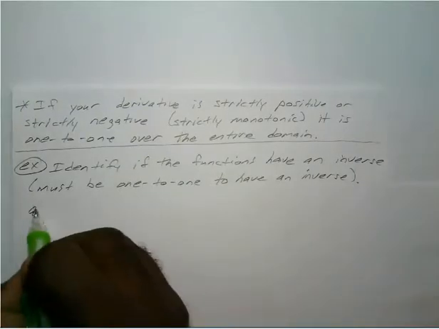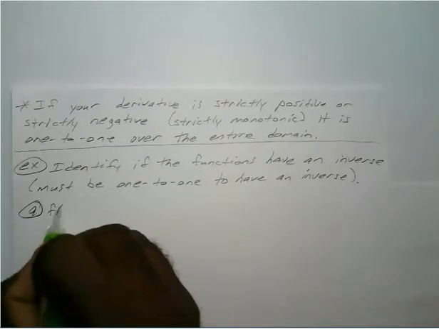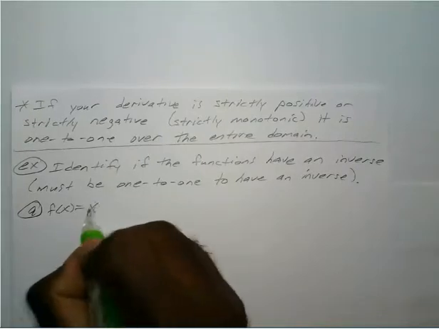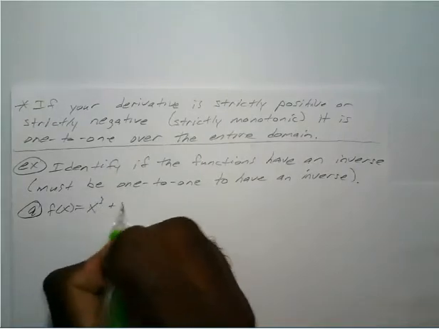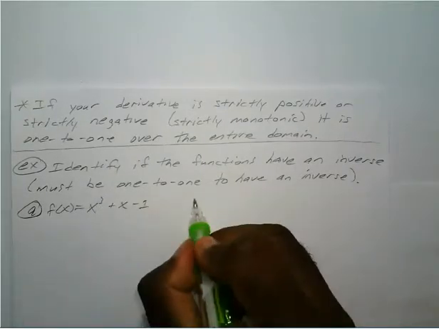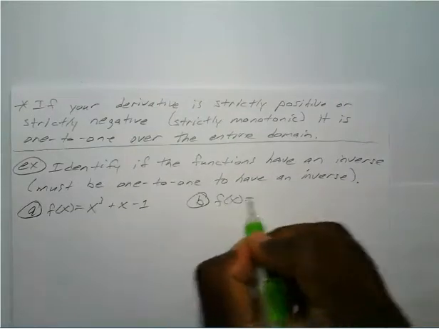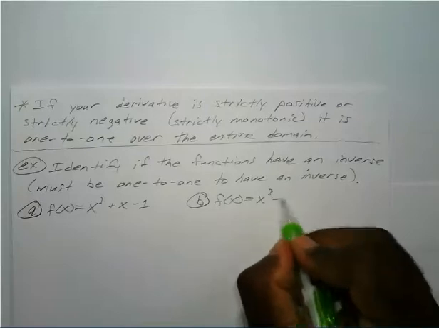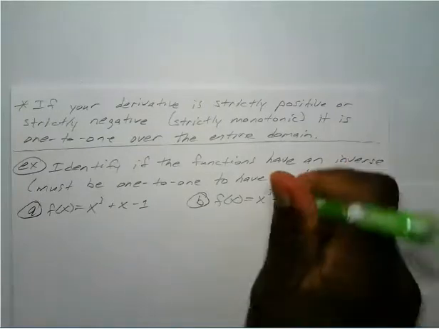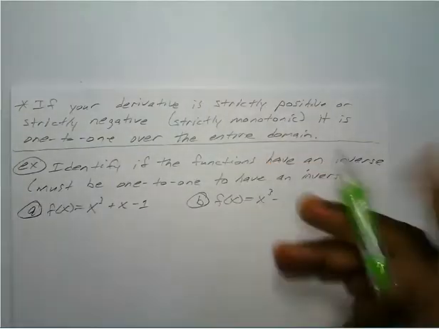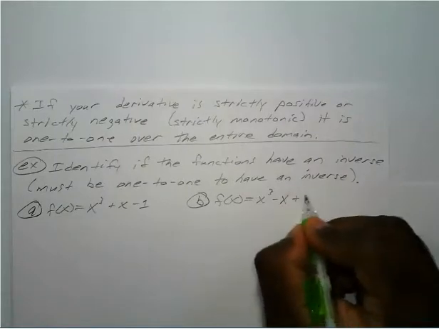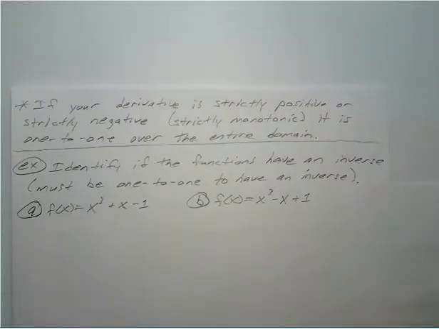Okay, so for problem A, let's say f of x is equal to x to the third power plus x minus 1. And for problem B, let's say f of x is equal to x to the third power minus x plus 1. Okay, so two different problems, just very little difference between them, just kind of switching up the signs there. That's the only difference.